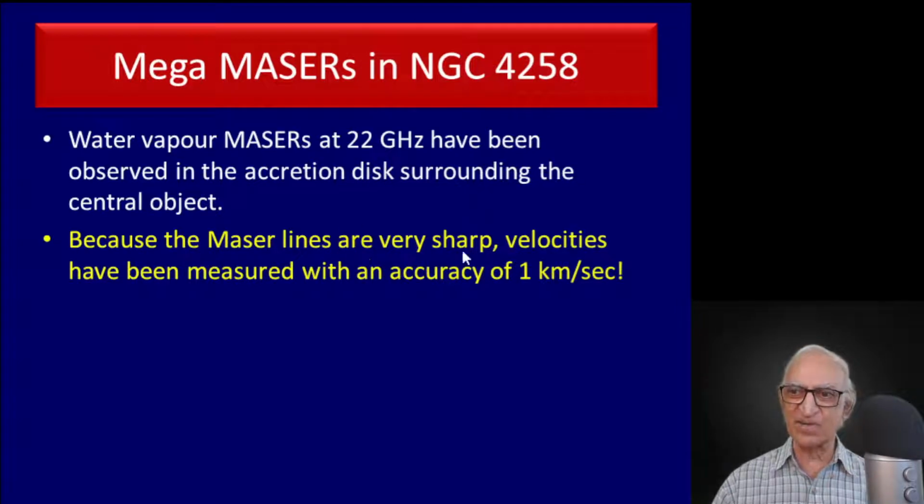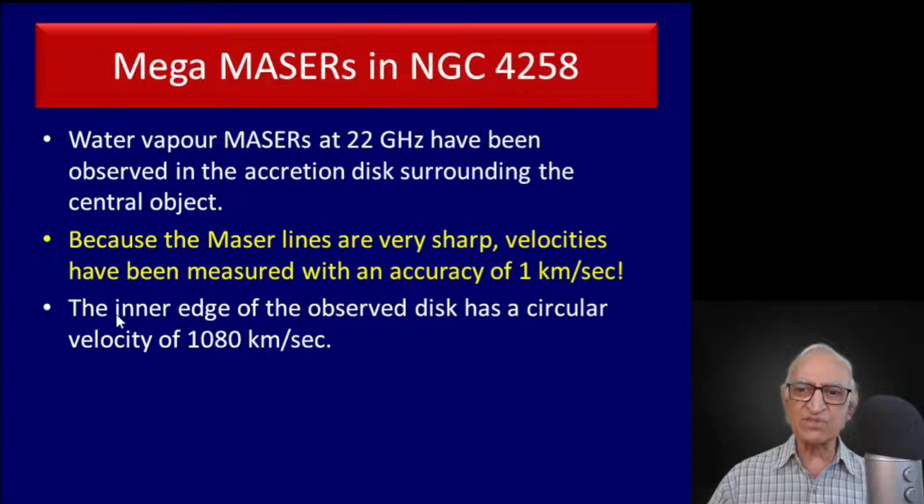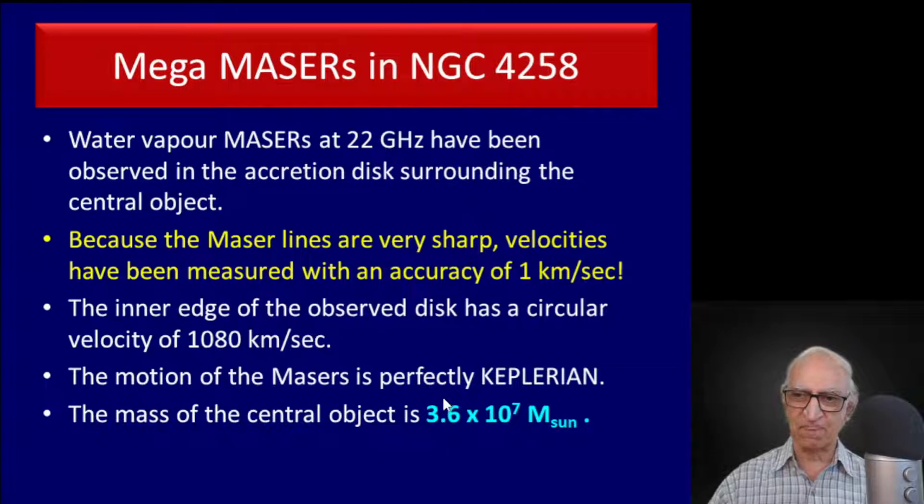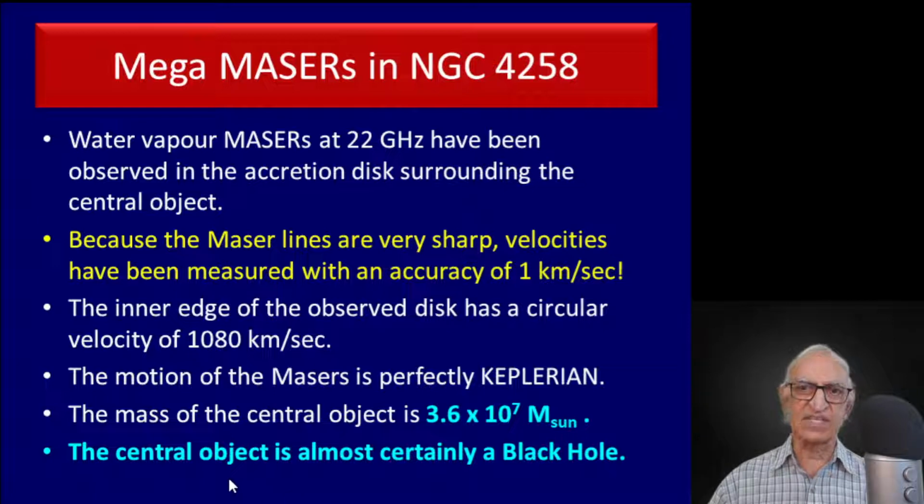Now, because the maser lines are very sharp, velocities have been measured to an accuracy of 1 kilometer per second. And that's tremendous in an extragalactic context. From these observations, they were able to deduce that the inner edge of the observed disk has a circular velocity of 1080 kilometers per second. It's not relativistic speed, but it's moving awfully fast. The motion of the masers is perfectly Keplerian, and the mass of the central object is 3.6 times 10 to the power 7 solar masses. So it's a very massive body. Now the central object is almost certainly a black hole, but the evidence still remained circumstantial.